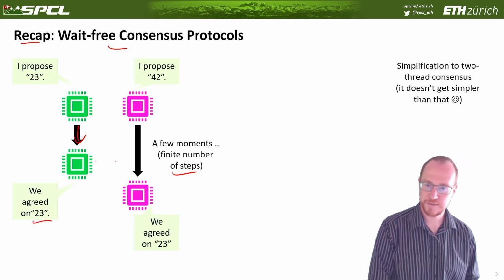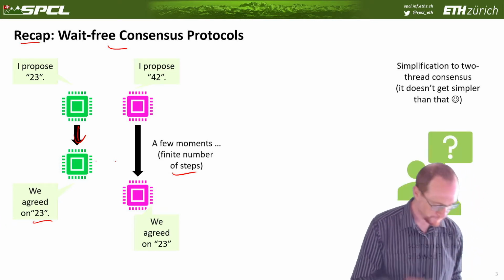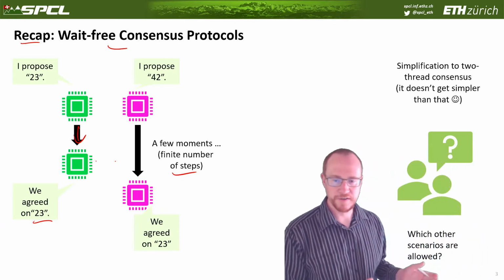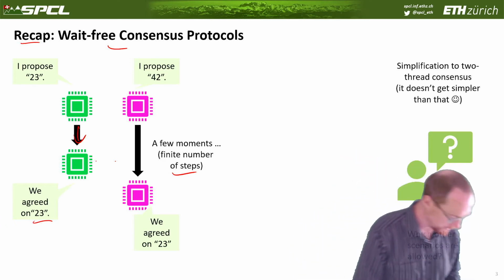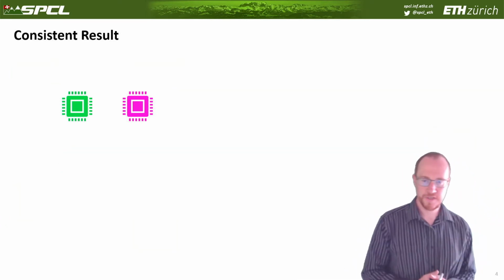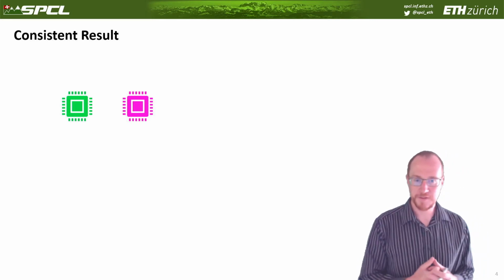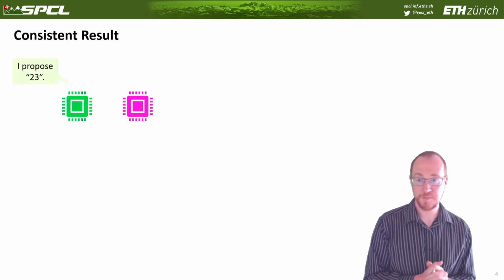Okay, so now we have 2-thread consensus. We have only 2 threads here, called the green and the red one, and there are various scenarios that are still allowed. Namely, we can have a large number of different input values. But let's now go through a couple of scenarios with these 2-thread consensus to get a little bit warmed up of what this really means in terms of what can happen during this protocol.